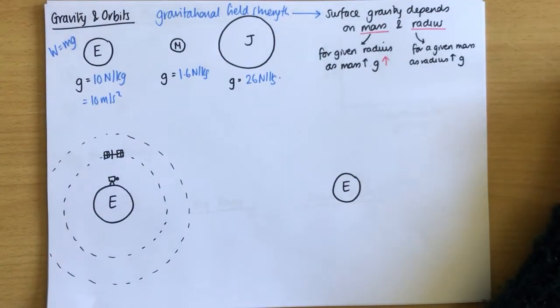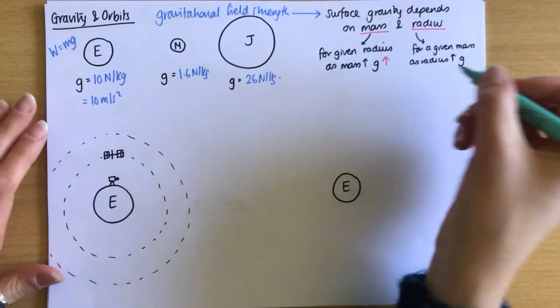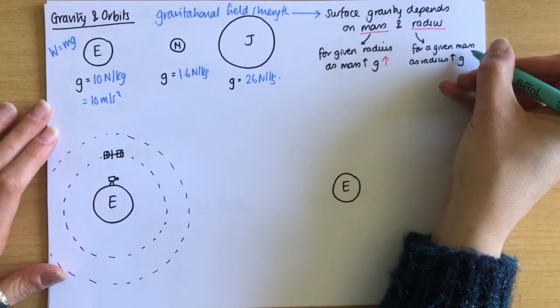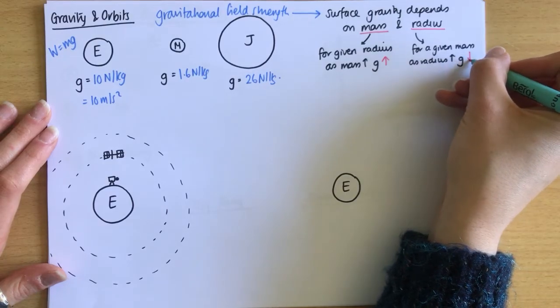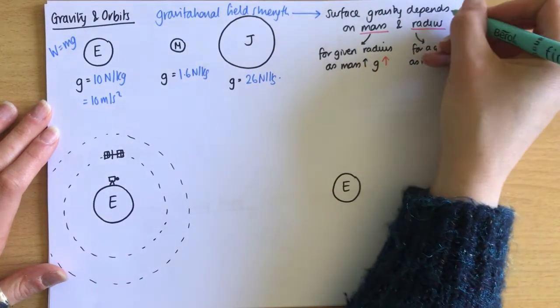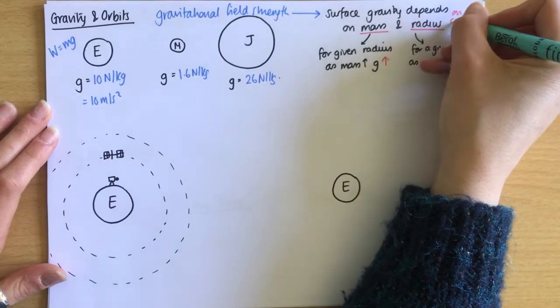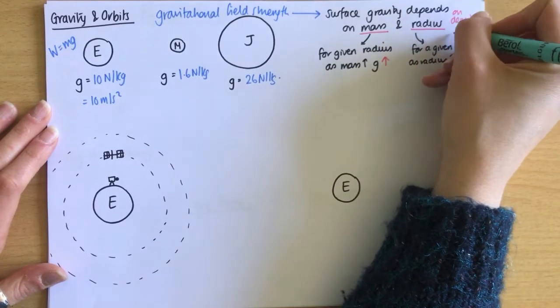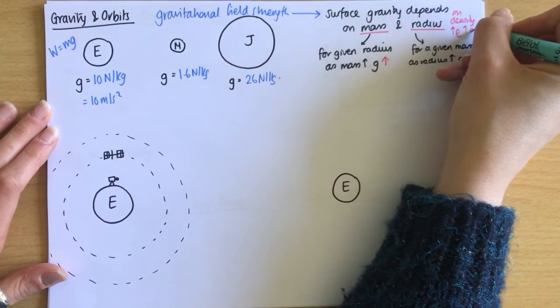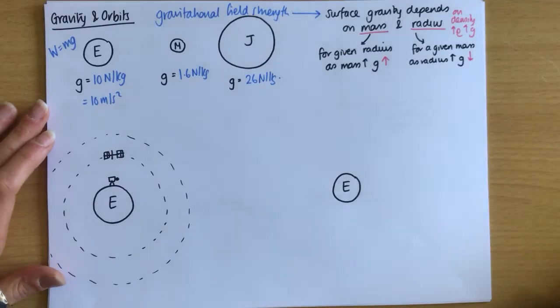The second factor that surface gravity depends on is radius. If I had two planets of the same mass, but one was much bigger than the other, actually the smaller planet would have a higher gravitational field strength because it would be more dense, and the bigger planet would be less dense. Therefore, we can say that as radius increases for a given mass, g actually decreases. Really, we can say that surface gravity depends on density. The higher the density, the higher the gravitational field strength.